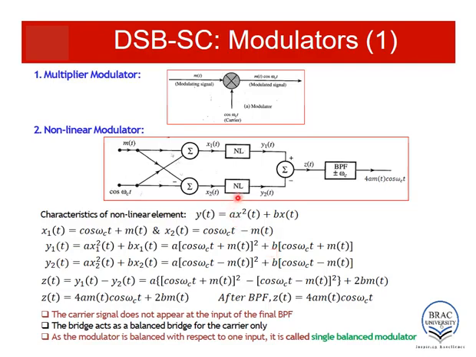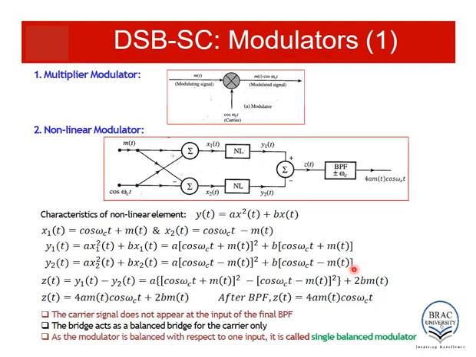In a similar manner, this nonlinear block takes x2(t) as input and the output is y2(t). The equation of y2(t) will be a x2 squared(t) plus b x2(t), and similarly if we put in the values of x2, then the equation will be a (cos ω_c t minus m(t)) whole squared plus b (cos ω_c t minus m(t)). Then there is another summing block which actually acts as a subtractor and subtracts y2(t) from y1(t), and the resulting signal is z(t). So z(t) is y1(t) minus y2(t). So basically this signal minus this signal.